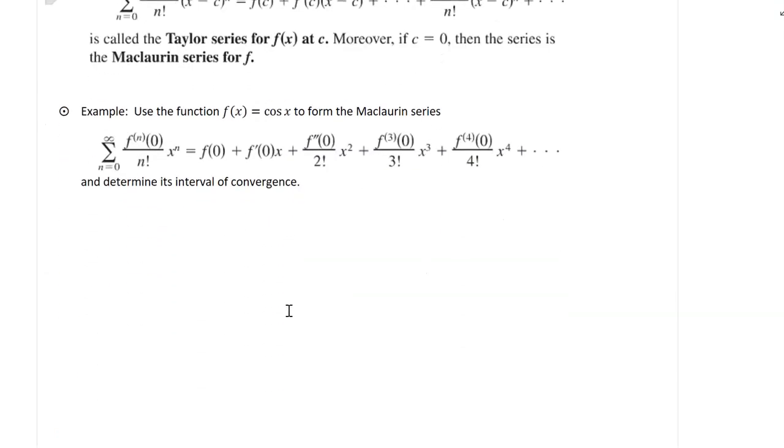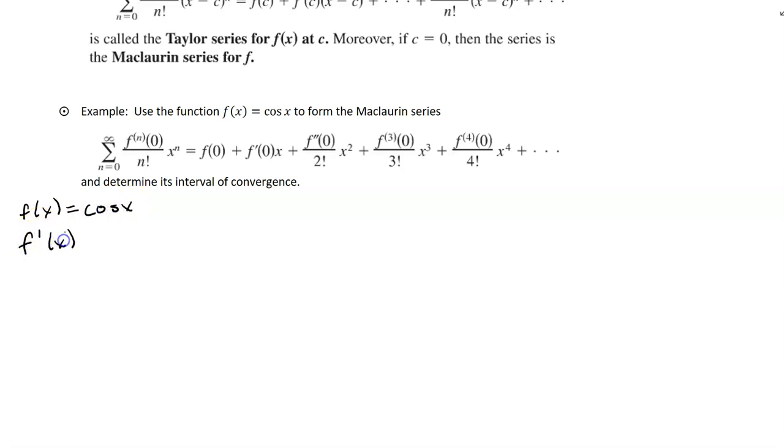So this example says use the function f of x equals cosine of x to form the Maclaurin series, the sum from 0 to infinity, where we're plugging in a 0 for c, and determine its interval of convergence. So I'm going to get a couple of derivatives, so I just know what's going on with our f of x.